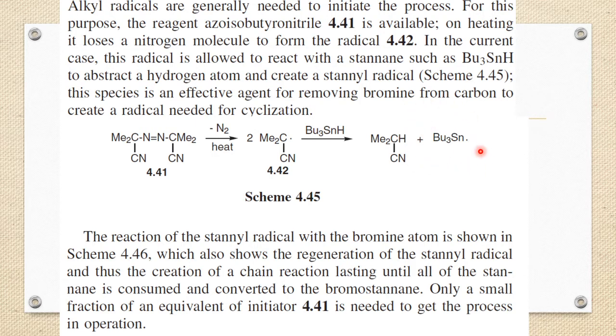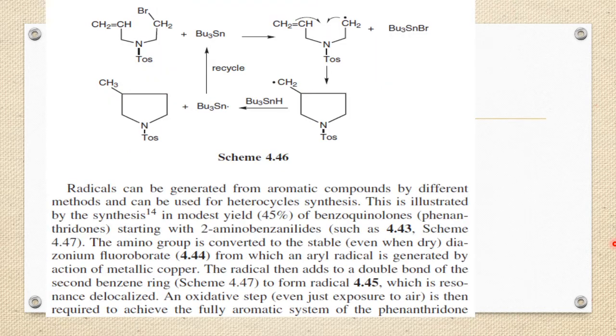The stannyl radical will be the species that is effectively removing the bromine from carbon to create the radical needed for cyclization. So the reaction of the stannyl radical with bromine will be shown in the next slide. This also shows the regeneration of the stannyl radical, and thus the chain reaction will last until the stannane is consumed and converted to bromostannane. So only a fraction of an equivalent of an initiator is needed to get the process going.